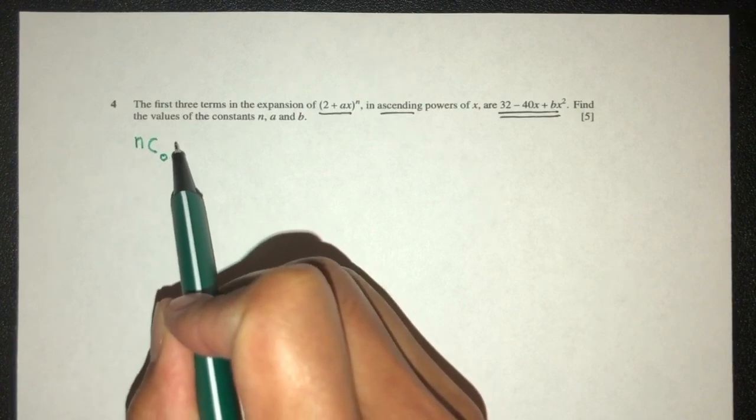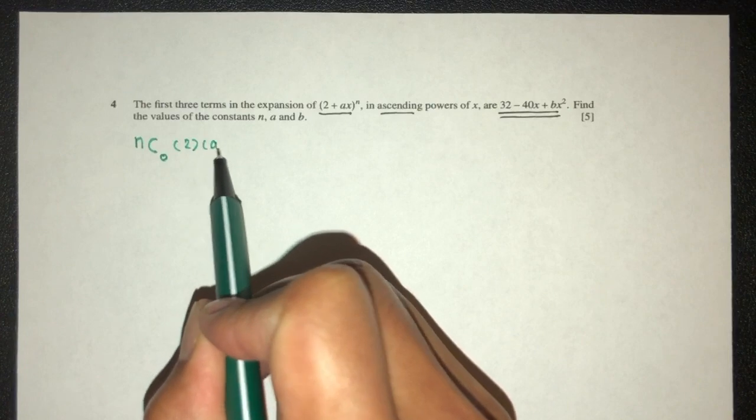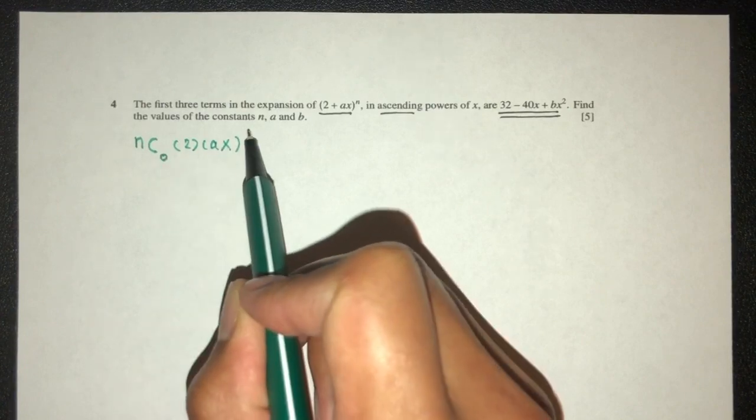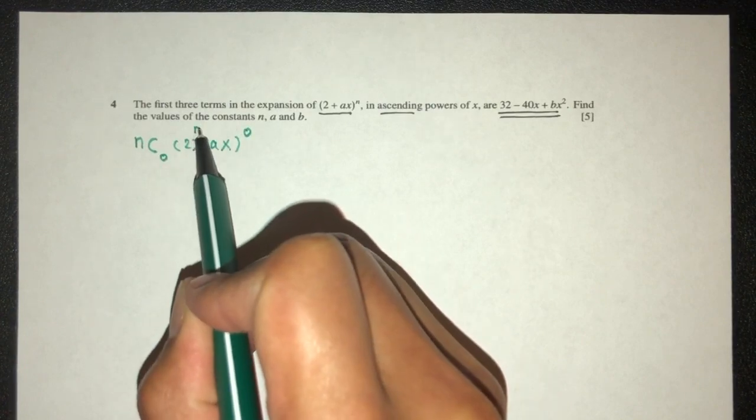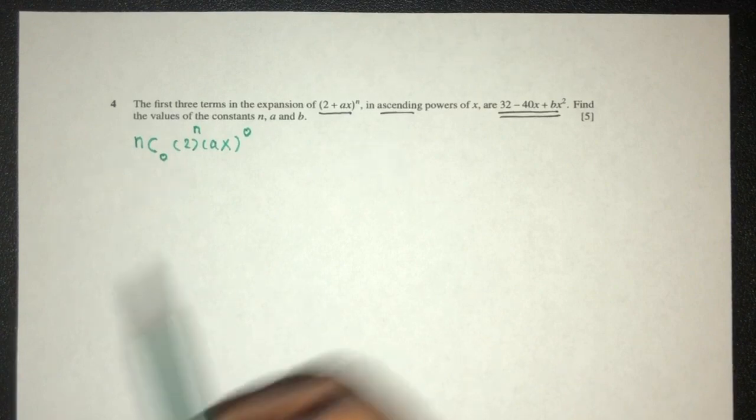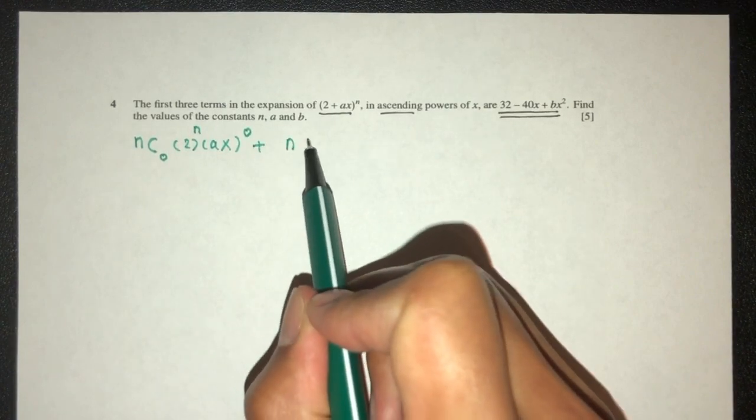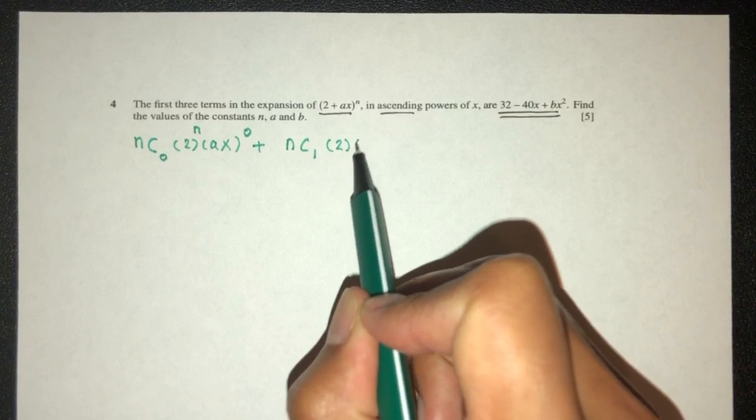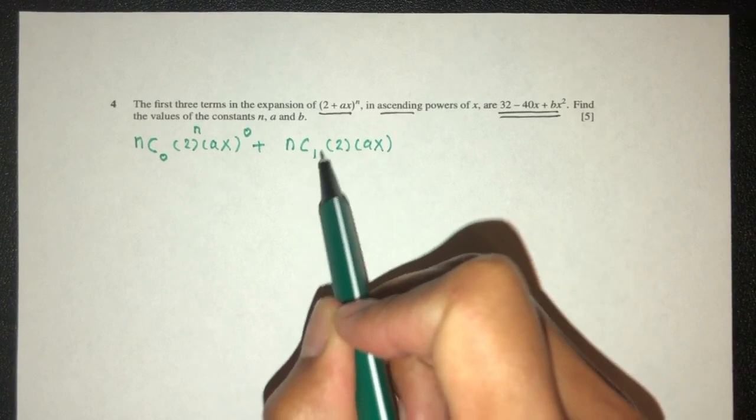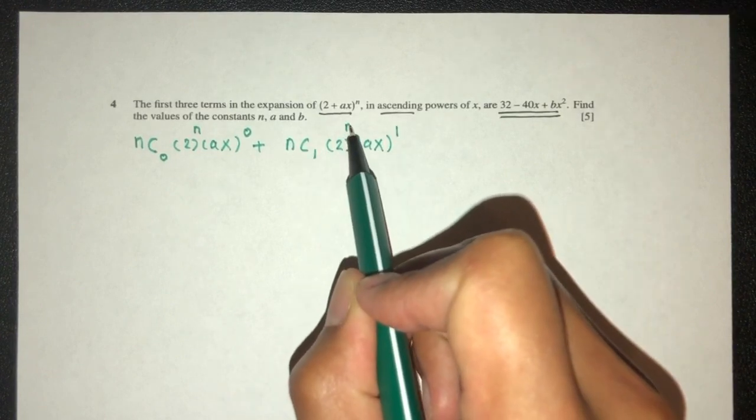First term will be 0. Then we have 2 here. That will be ax. This is 0. This also will be 0. And this will be n. Plus n choose 1. That should be this, and that should be this. Here it is 1, has to be 1 as well. And this will be n minus 1.